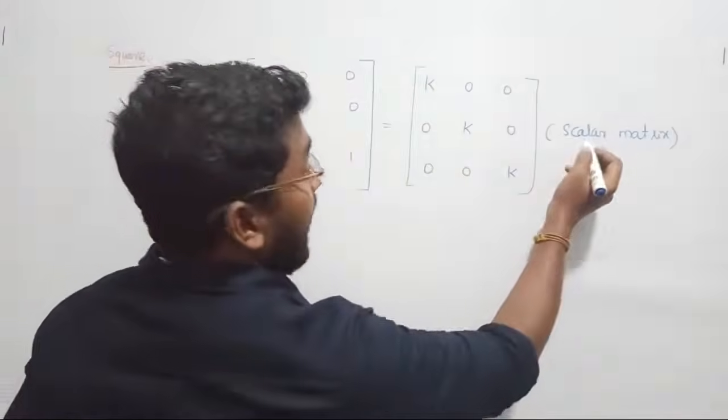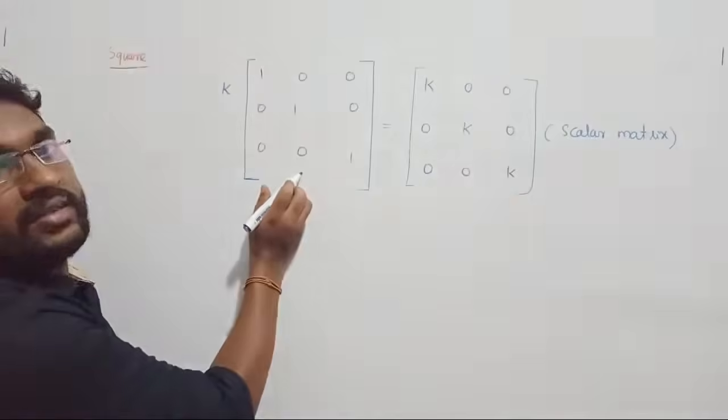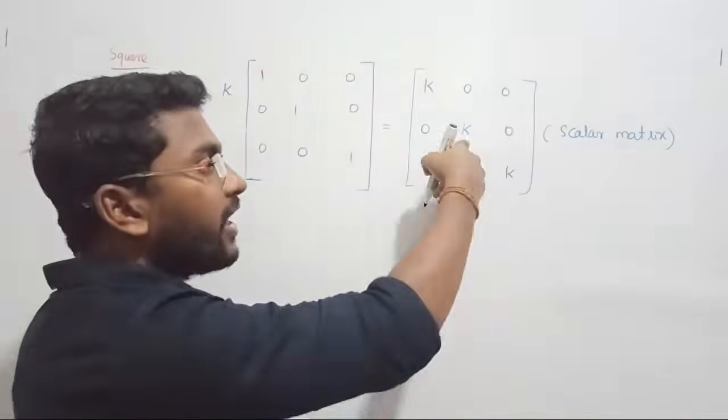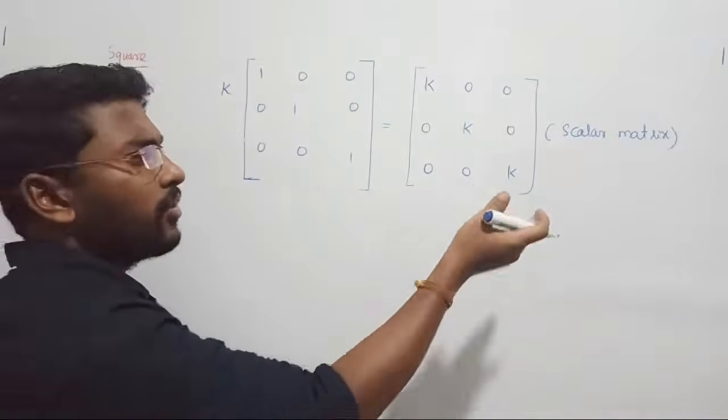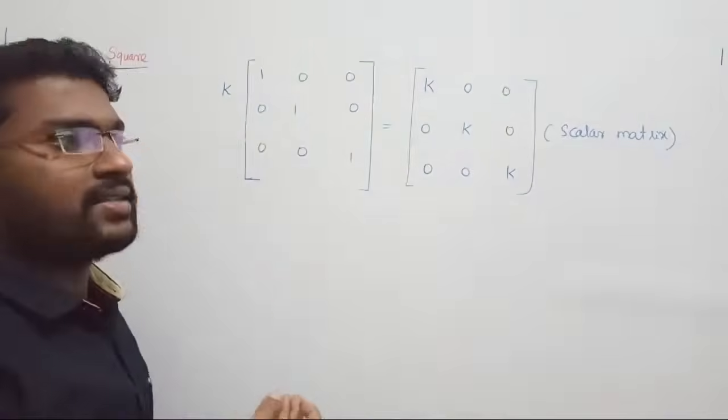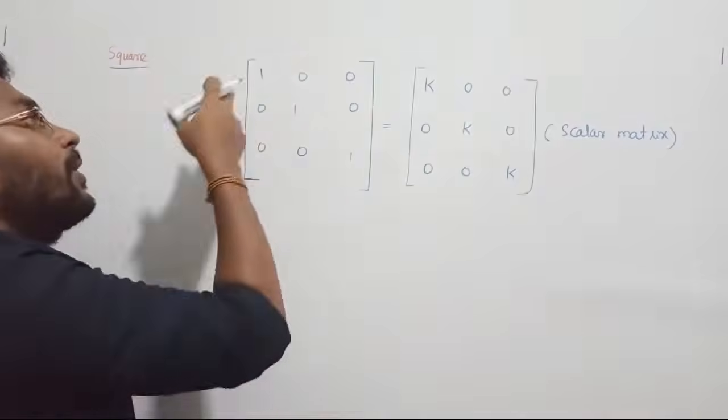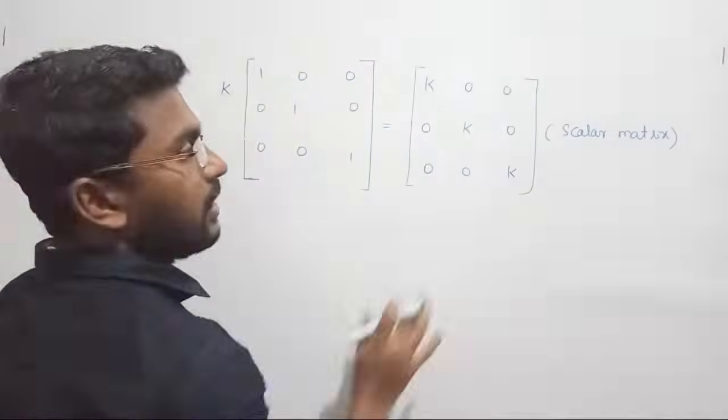So your scalar matrix might be called a unit matrix when the value of k is equal to 1. Otherwise, if the value of k is 2 or some other value, it is simply called a scalar matrix, in the sense that the unit matrix has been multiplied by a scalar. Clear?